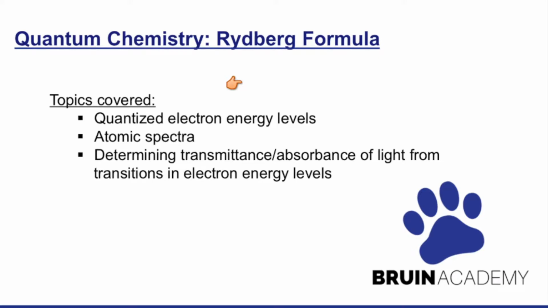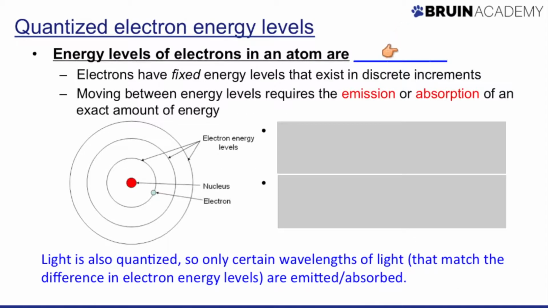So at this point, you're probably very familiar with the idea that electrons can occupy different energy levels while orbiting a nucleus. It turns out that as electrons move from one energy level to another, light can either be emitted or absorbed, and we use the Rydberg formula to calculate the energy of that light that's being emitted or absorbed. So let's start with the basics.